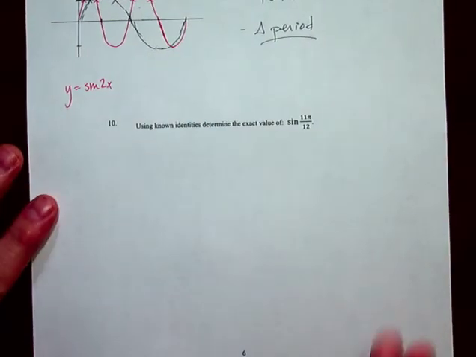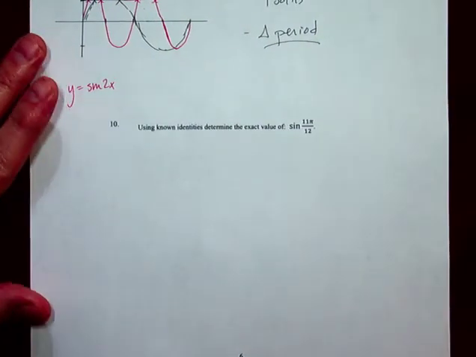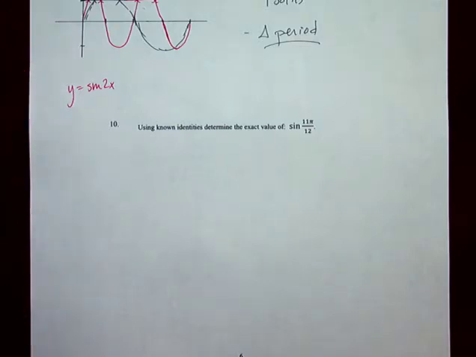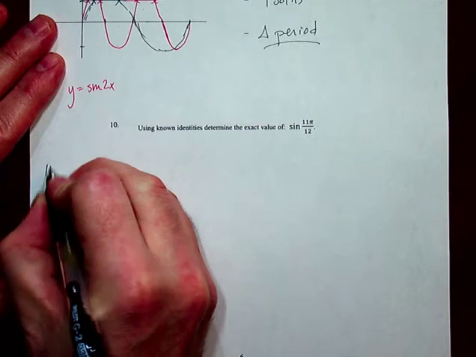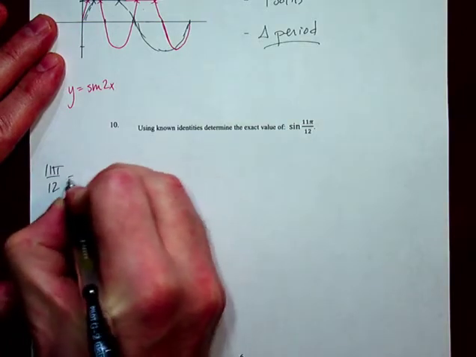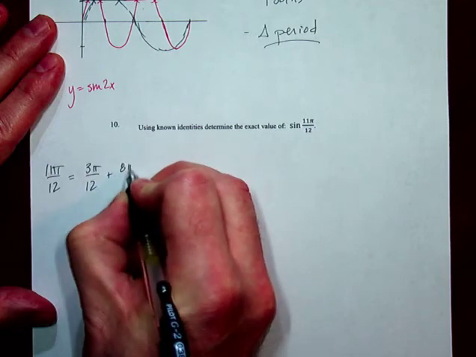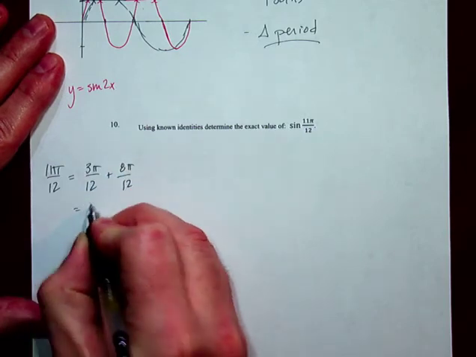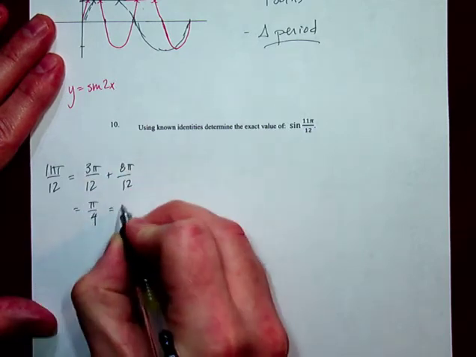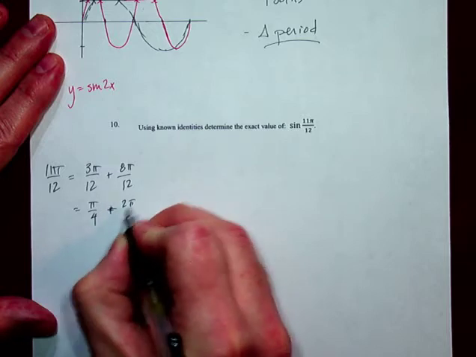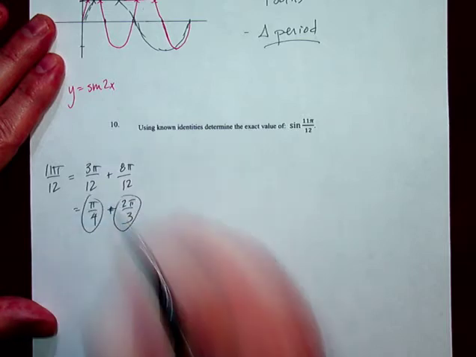Now, the great thing about 11 pi over 12 is that there's no one way to represent that with unit circle values. There's plenty of ways. Okay, 11 pi over 12 can be 3 pi over 12 plus 8 pi over 12, both of which reduce. That's pi over 4, and that's 2 pi over 3. Those are both unit circle values.